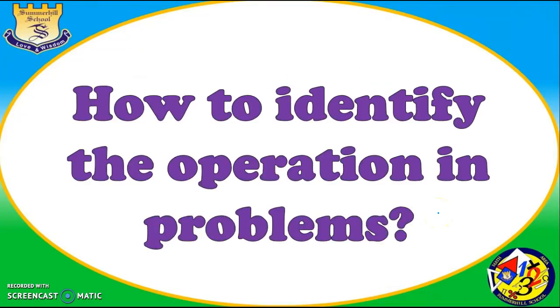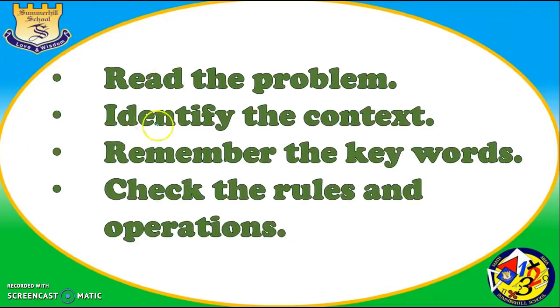To finish, how to identify the operation in problems. So don't forget with the problems, identify the contents, remember the keywords, and check the rules and operations. Don't forget, you can eliminate some answers in order to know the correct one. Addition, what is the total? Yes, it's asking about the total of something. In subtraction, it is about the difference of something. Multiplication is about one item and you have to know many items. And division, you have a total of something and you have to know each one, per week, per day.